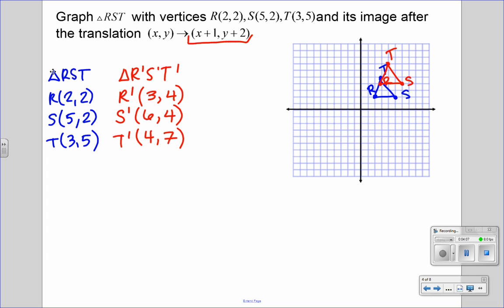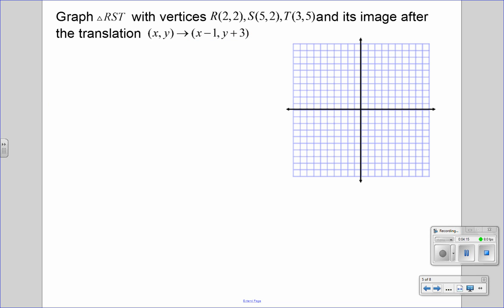And now we have our new image where we added 1 to the x's and added 2 to the y's, and that is our translation graphed. So let's do another example. We have a graph RST with vertices 2, 2, 5, 2, 3, 5, and its image after the translation of x minus 1 and y plus 3.